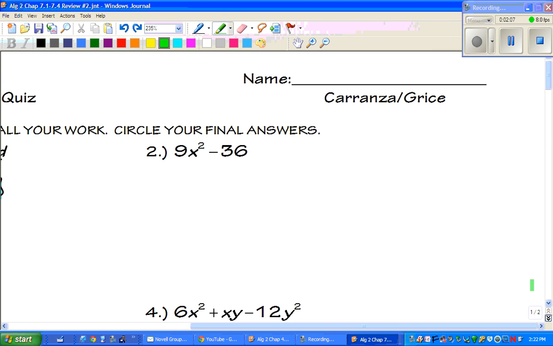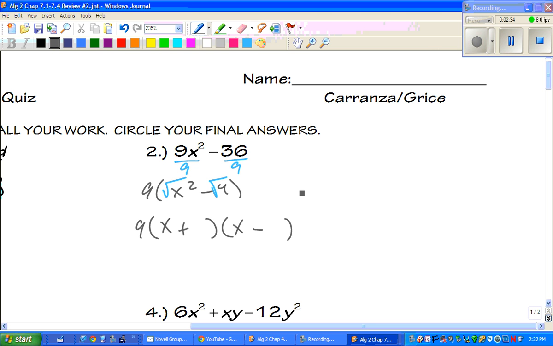Alright, number 2. Remember, the first thing you always do is check to see if there's a GCF. And there is. You can pull out a 9. Okay, and when you do that, you're left with x squared minus 4. Now, this is the difference of two squares, which means it's going to break up into two binomials, a plus and a minus. The square root of x squared is x, and the square root of 4 is 2. And then that's your final answer. Okay?